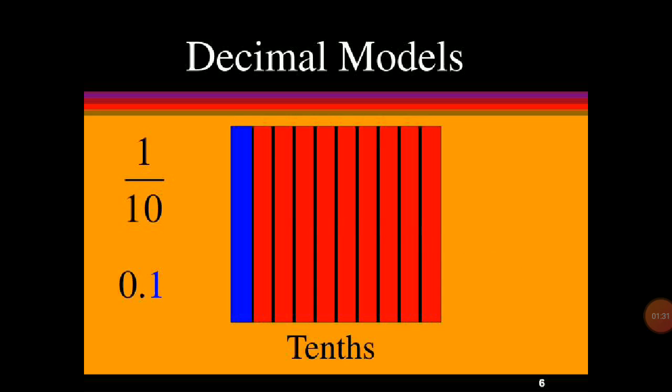Here are some decimal models of tenths. Here the blue line is shaded out of 10, that means 1/10. One line is shaded. So in decimal form, we can represent it as 0.1.